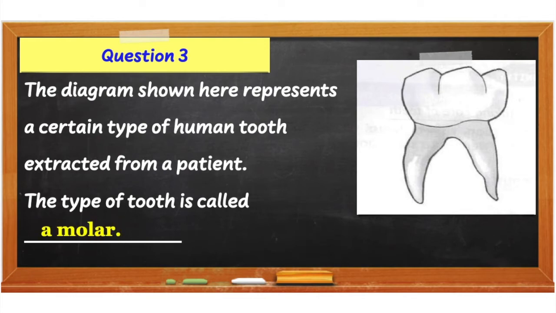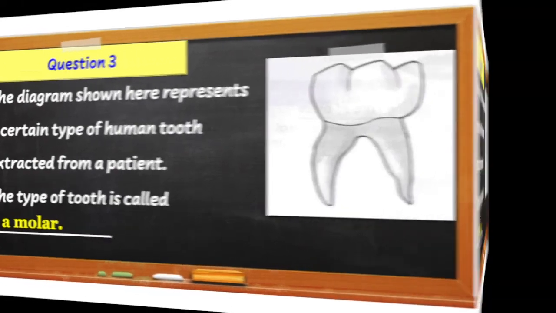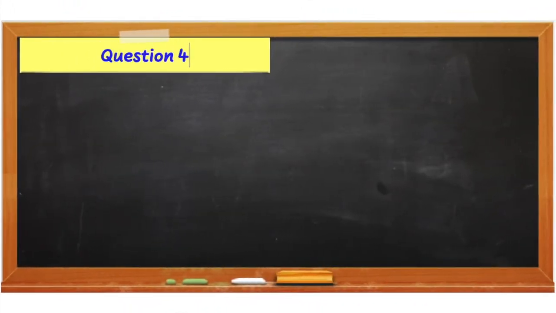The diagram shown here represents a certain type of human tooth extracted from a patient. The type of tooth is called a molar. Question number four.